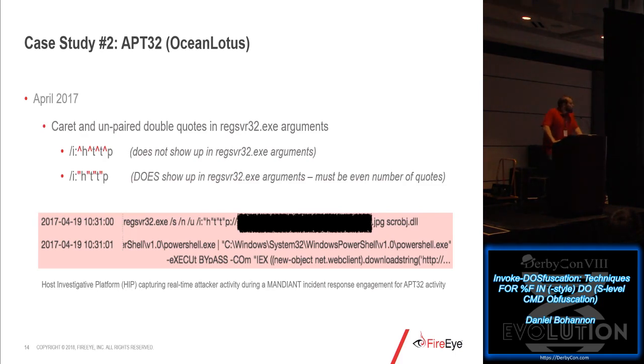APT32, we've seen them use, just like a lot of other people, carets, which is cmd.exe's escape character. But they were the first ones to really, the way I say is, tastefully use double quotes as obfuscation characters. In this case, they were using Casey Smith's Squiblydoo regsvr32 application whitelisting bypass, and they were specifically targeting just the HTTP portion of the /i argument, realizing that a lot of defenders were writing detections looking for HTTP, but not necessarily taking into account carets or double quotes breaking up that string.